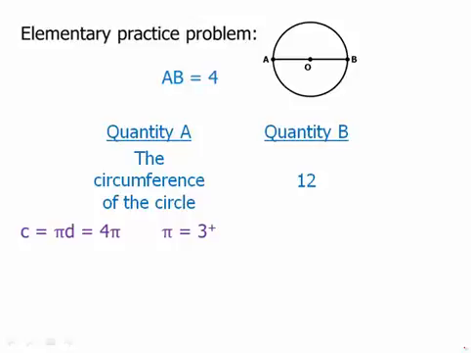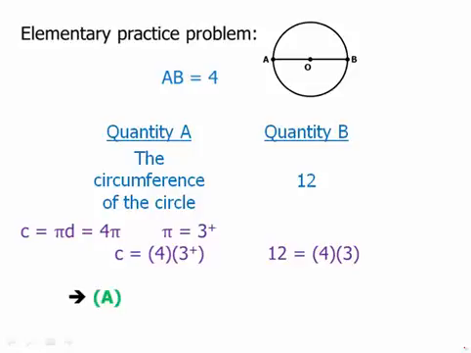Now that I know this, what can I do with this? Well, think about this. 4 times something slightly bigger than 3 is going to be bigger than 4 times 3. So quantity A has to be bigger because something slightly bigger than 3 is larger than exactly 3. So that's why A has to be bigger. Again, the exact value, the exact calculation, absolutely irrelevant to answering this question.